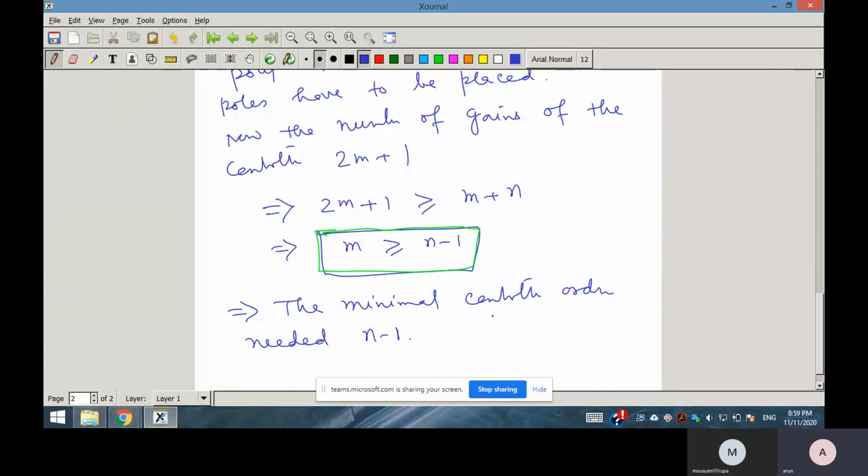Now we will see how this dynamic output feedback controller can be used for pole placement. This is the condition for minimal order needed. Now I will consider a second order plant, and for a second order plant a first order controller will suffice. We will see how these closed loop poles can be placed, and then we will get a general result.